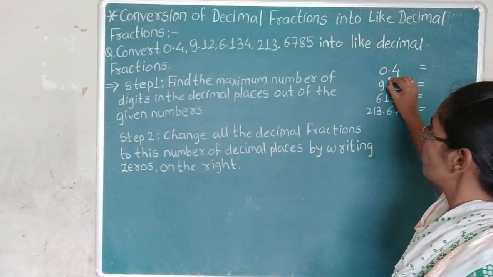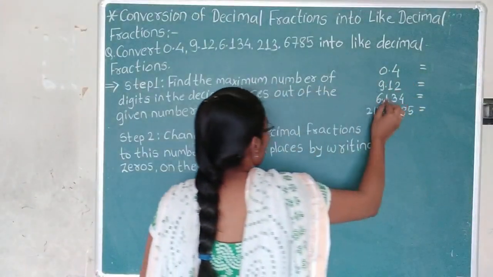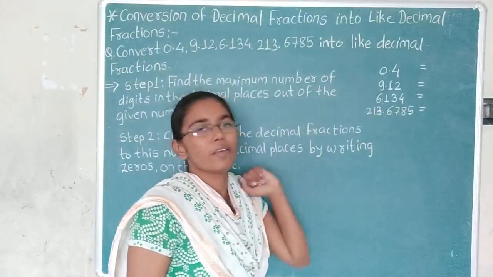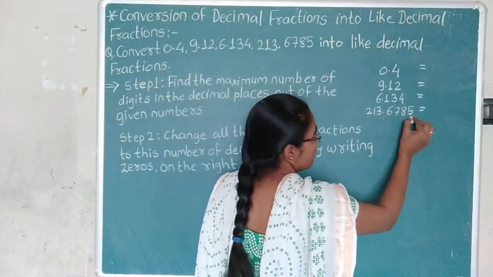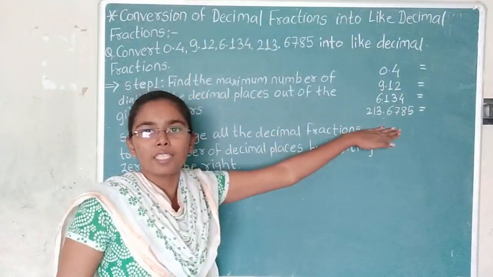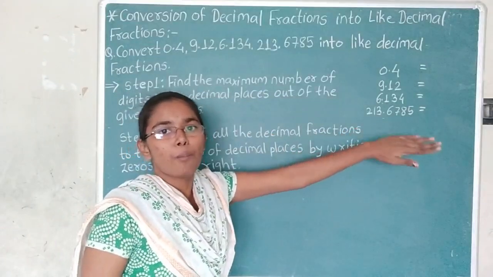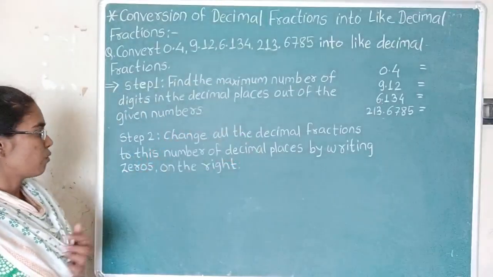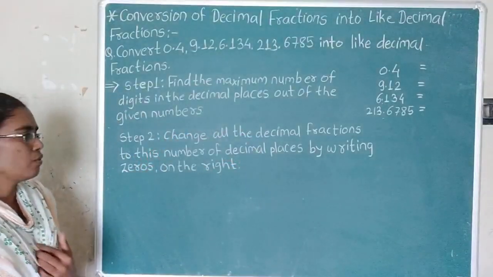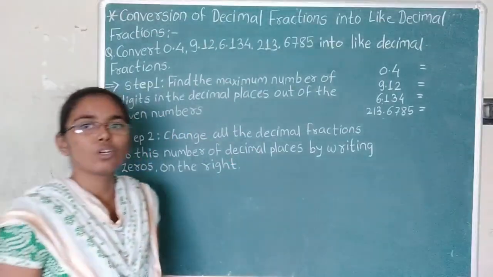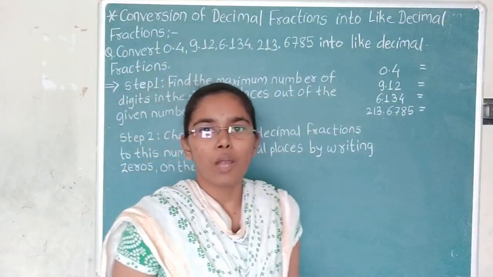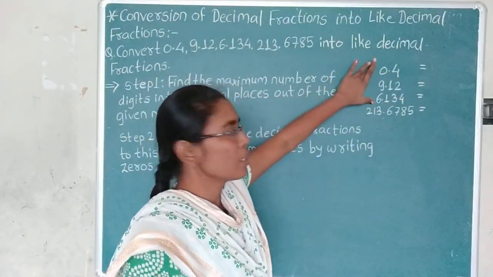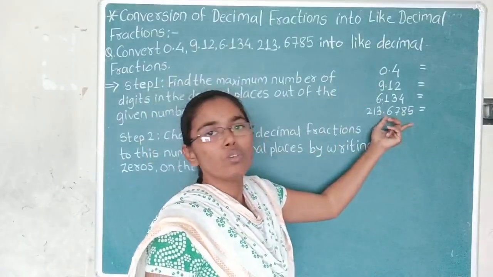Now here we have 0.4, 9.12, 6.134 and 213.6785. Here we have 4 decimal places, so this is the decimal number which has the maximum number of decimal places. Now what do we have to do? Change all the decimal fractions to this number of decimal places by writing zeros on the right. Meaning we have to write the equivalent decimal fractions of these remaining three numbers according to this number.